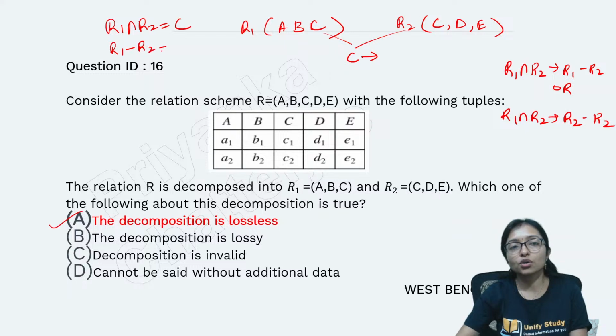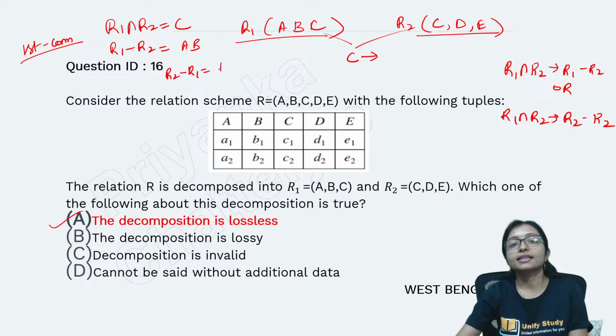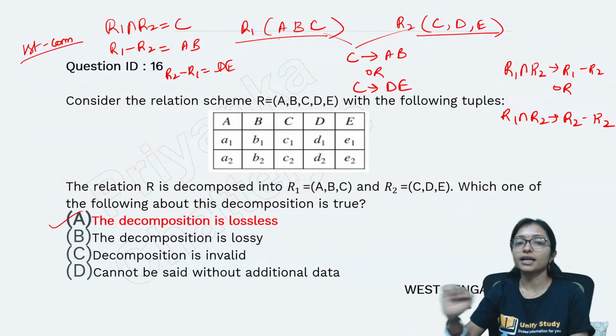R1 minus R2 means from R1 you have to remove the common part. So ABC minus the common part, that is C, gives AB. And R2 minus R1 will be CDE minus C, that is DE. So either C implies AB or C implies DE has to be satisfied. Any one of them has to be satisfied.